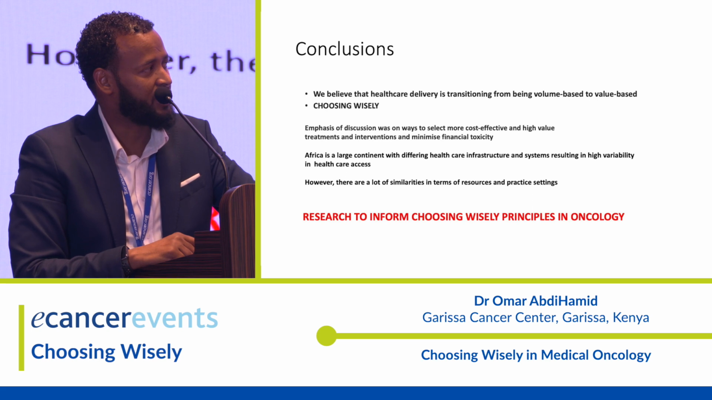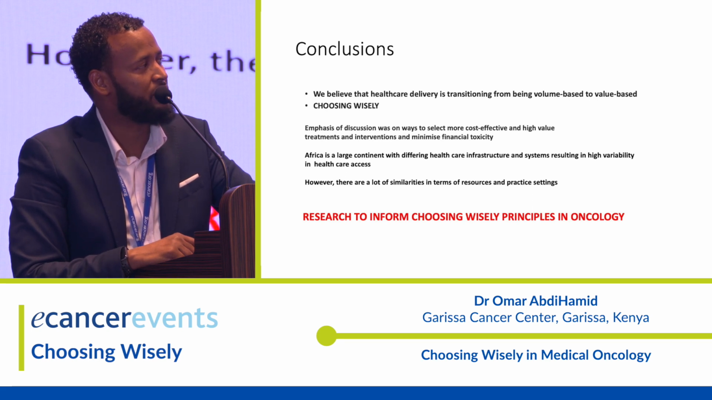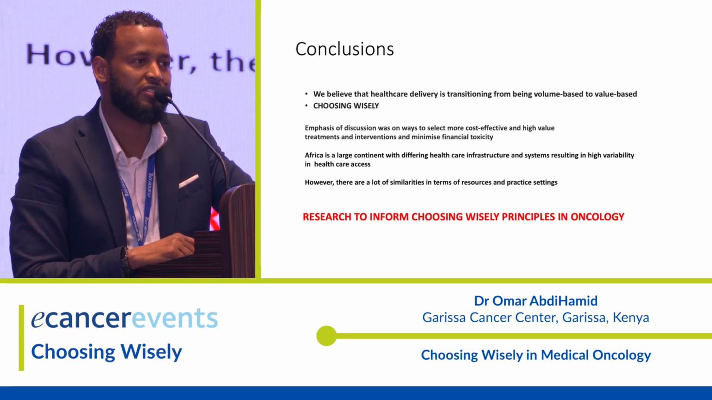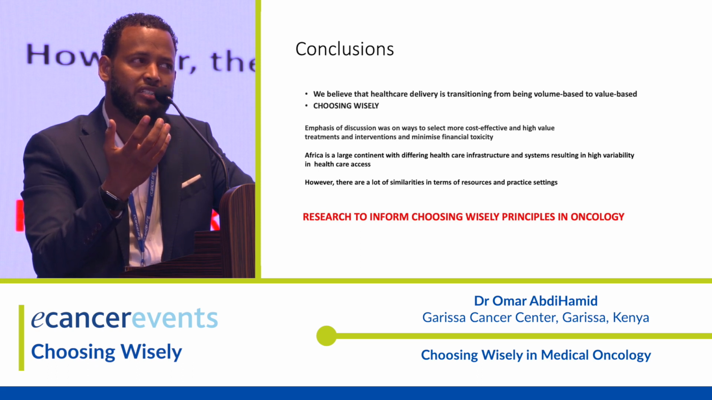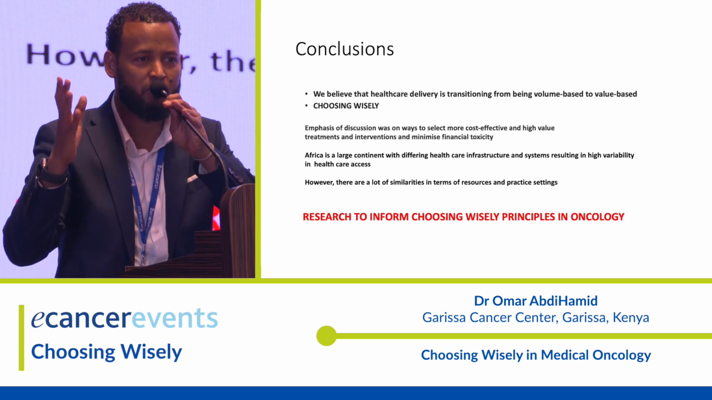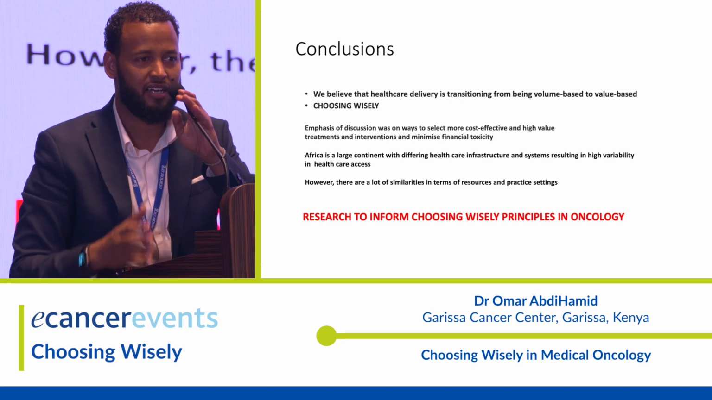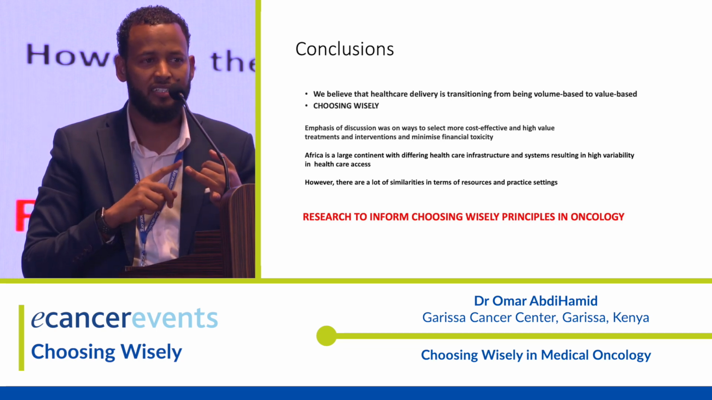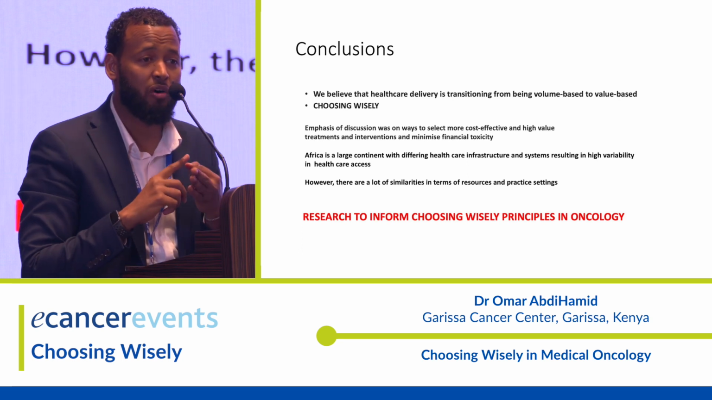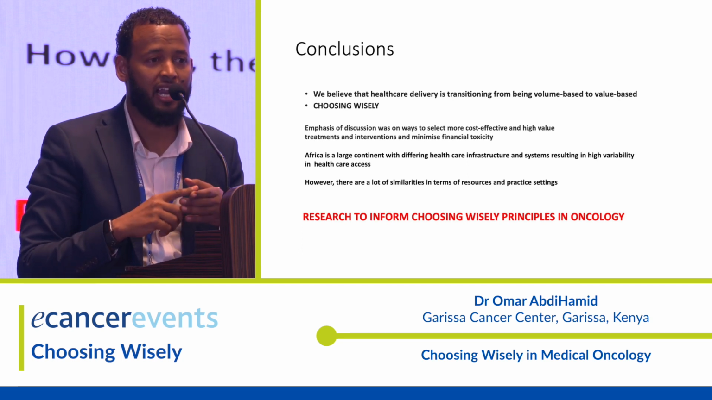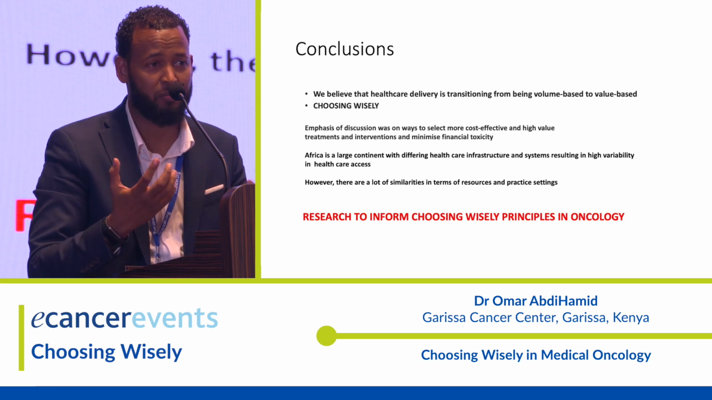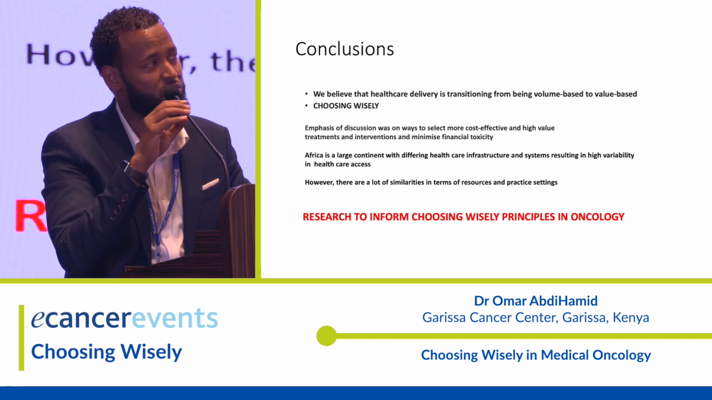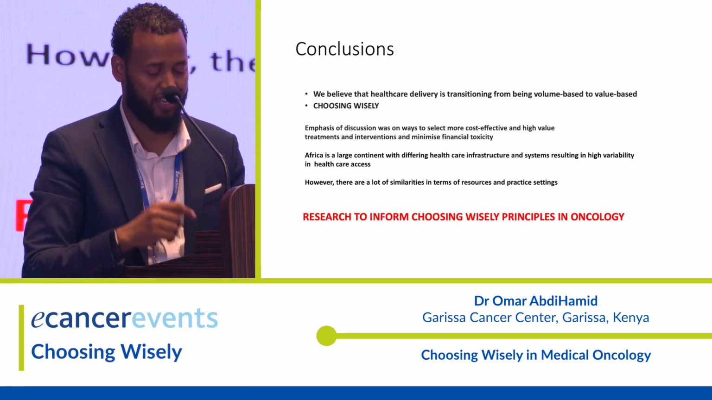Research to inform the Choosing Wisely principle in oncology is very important, because no one has ever talked about the difference between rich people when they get cancer and poor people when they get cancer. I'm talking about cost involved, treatment compliance, how they are treated, where they are treated, and how long they survive. I think these are very important research questions that need to go into the disparities of cancer care.